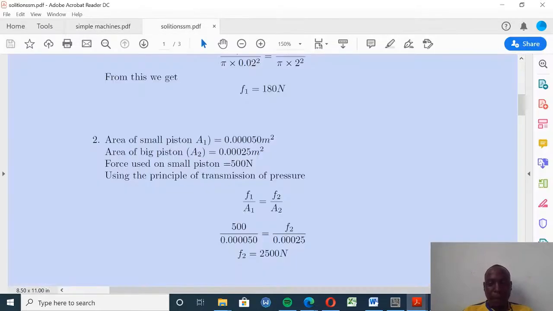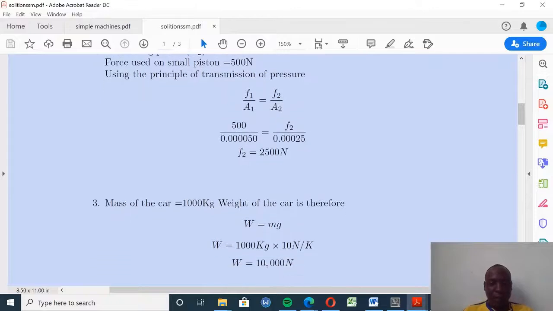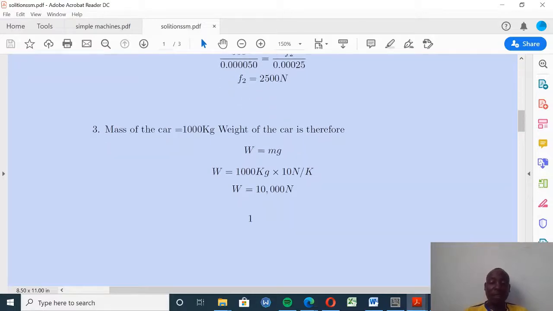Okay. Now, for this question, we're told that we have a car, and this car has a mass of 1,000 kilograms. The first part is telling us to find the weight of the car, and we know that the weight of a body is given by mass times acceleration due to gravity. Since we have the mass of the car, we can get the weight of the car, which is given by 1,000 times 10, and that is going to give us 10,000 newtons.